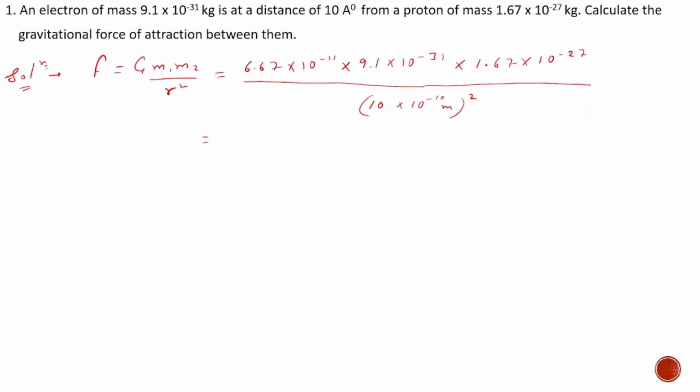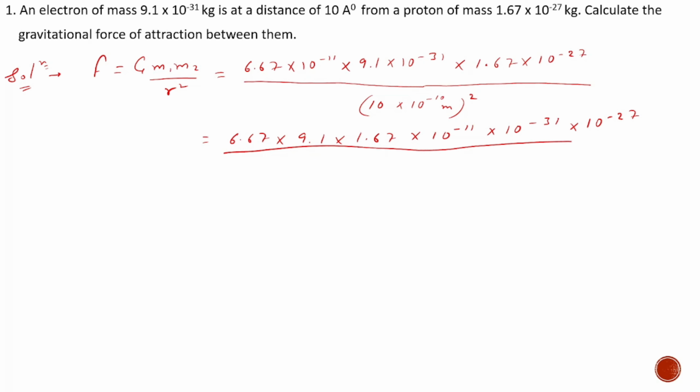Take all the numerical values to this side: 6.67 × 9.1 × 1.67, multiplied by all the powers of 10 on the right side: 10^-11 × 10^-31 × 10^-27, divided by 10^-9 the whole square. It will be equal to, okay, take 6.67 as 6.7 and 9.1 as 9.